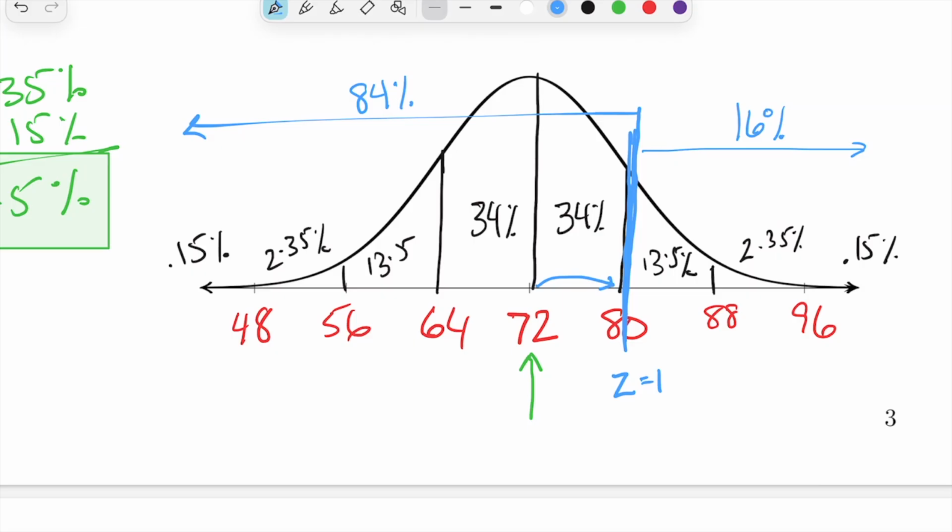An 88, for example, would be a z-score of 2. A 96 would be a z-score of 3. If we go down, 64 would be a z-score of -1 because it's to the left. 56 would be a z-score of -2, and this would be a z-score of -3. You can see it is very, very rare for anyone to ever be lower than a z-score of -3.